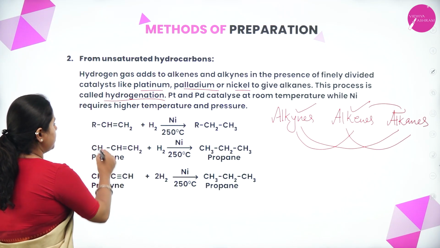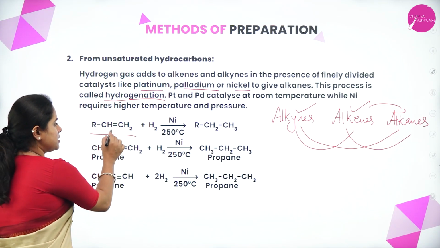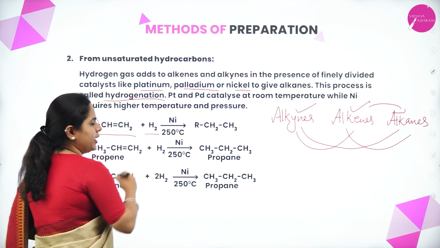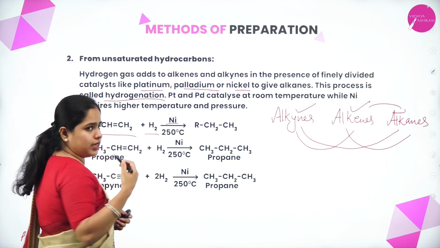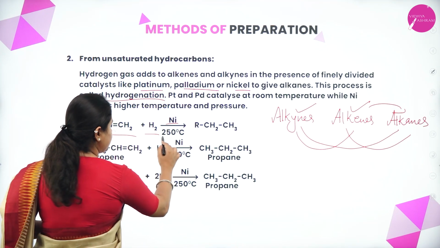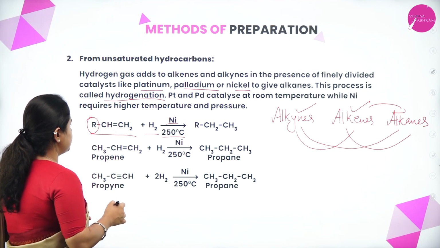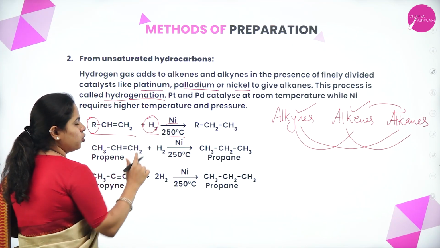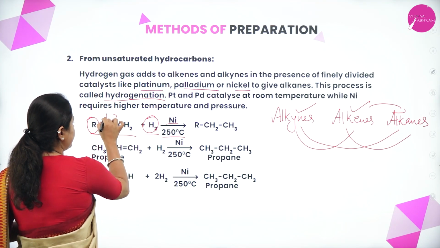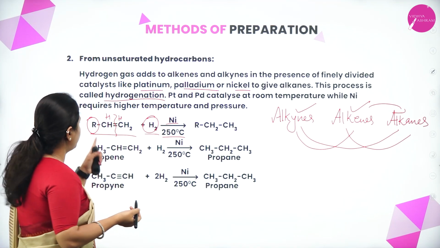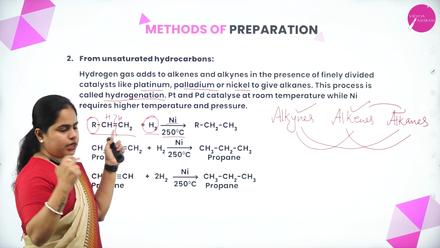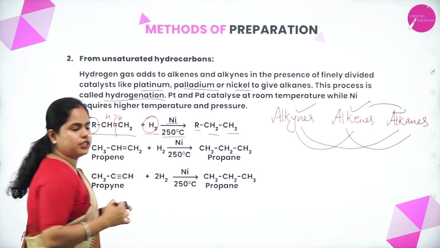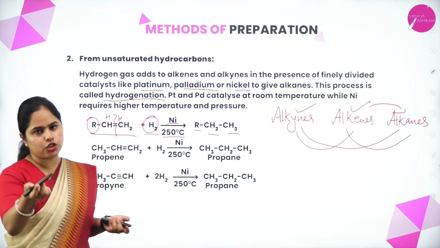Let's take the example of RCH double bond CH2. You can see this is an alkene. This R stands for any alkyl group, and we are adding hydrogen in the presence of nickel. If it is nickel, it doesn't happen at room temperature, it happens at 250 degrees Celsius. Once hydrogen is added, the double bond will be broken. You have two hydrogen atoms, so this bond will break, one hydrogen atom goes here, one goes here. So you will get RCH2, single bond CH3. The double bond becomes a single bond and you get your corresponding alkane.